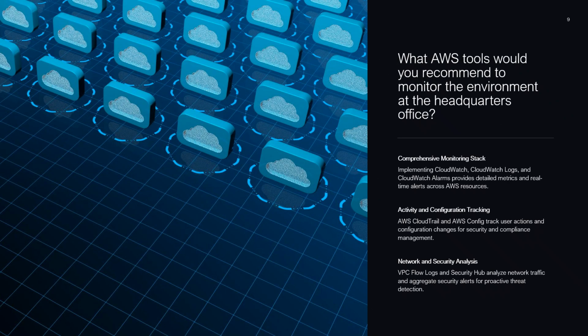For the next question on slide 9, what AWS tools would you recommend to monitor the environment at the headquarters office? To monitor its headquarters environment, BitBit should implement CloudWatch, CloudTrail, AWS Config, Security Hub, VPC flow logs, and CloudWatch alarms. These services provide visibility into system activity, configuration changes, performance issues, and potential security threats. Effective monitoring enables proactive detection and response to security incidents.